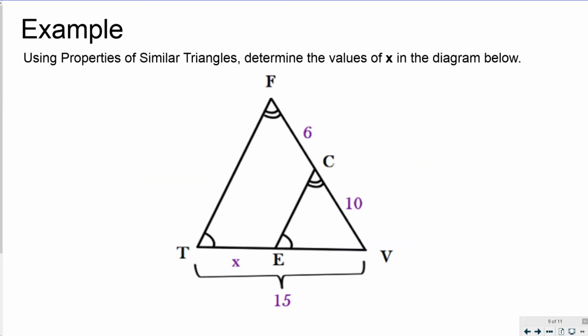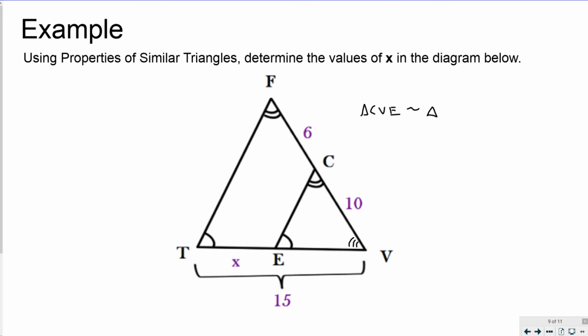So, using the properties of similar triangles, determine the value of x in the diagram. So, I have two similar triangles, and I know that they are, for now, based on these angles being congruent, they're marked as such, and they correspond. These angles are congruent, they're marked as such, and they correspond. And then this one here overlaps itself, so the reflexive property says that it is also congruent. So I have a small triangle, so triangle CVE.